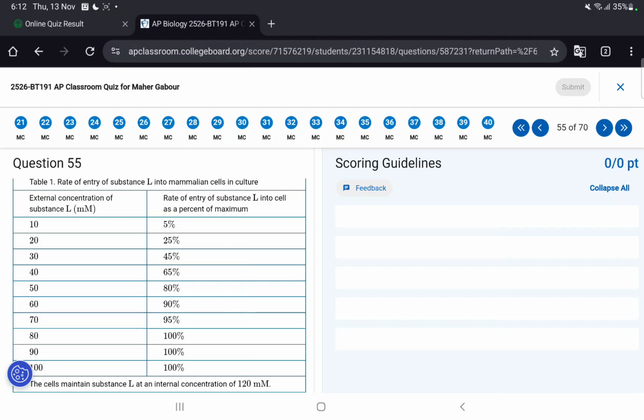Okay, so those are the MCQs. I will try and post the FRQs as soon as possible. Okay? For now, go ahead, study the MCQs. Okay, make sure you're ready for the final, guys.